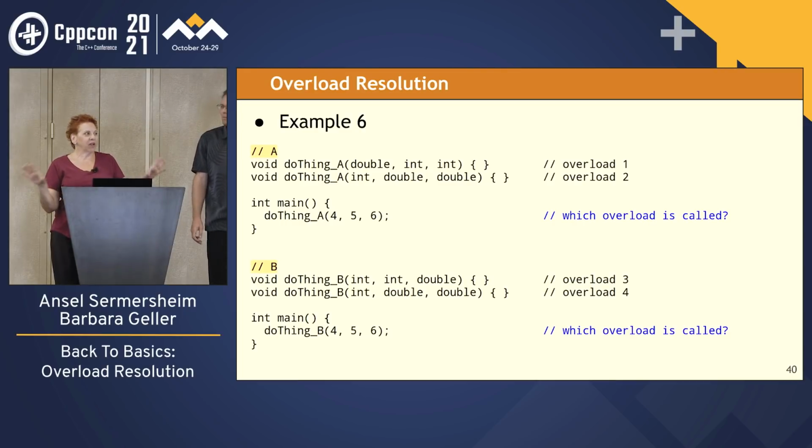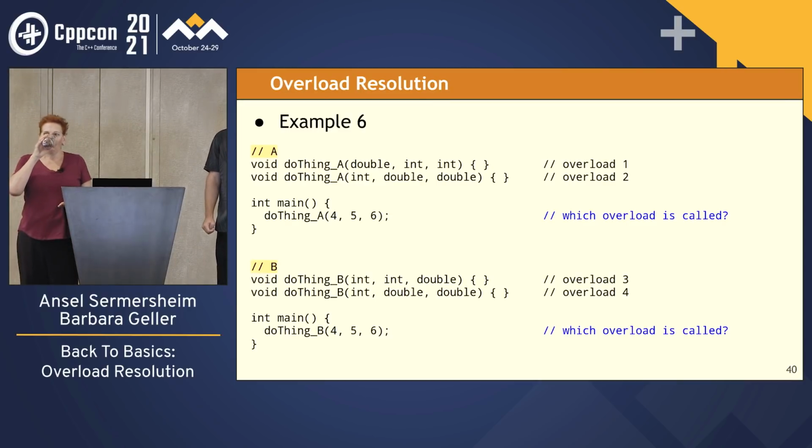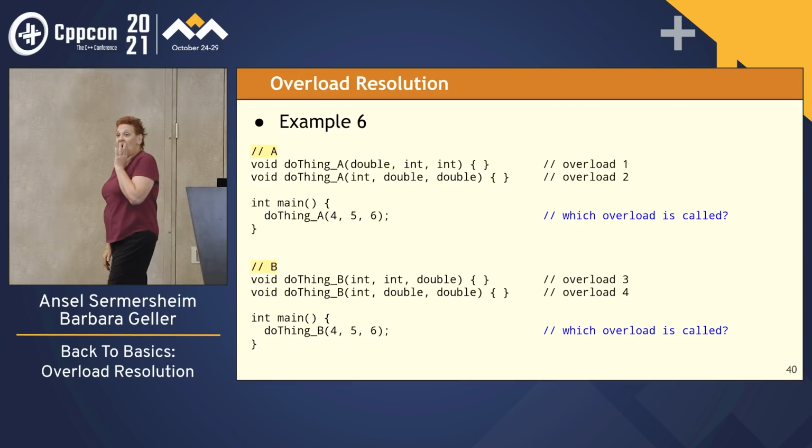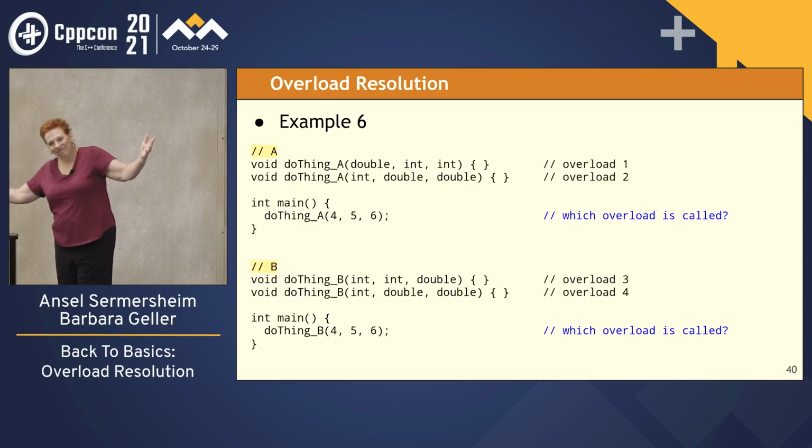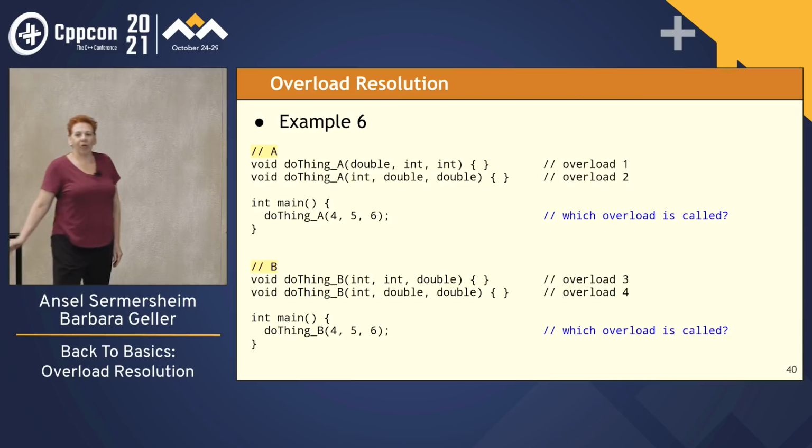Okay. If there's anybody that wants to speak up and say what they think before we tell you the answer, we're happy to entertain that. No volunteers. Oh, somebody in the back, yes. Is it 1 and 3 because there are fewer conversions required? Why would there be fewer conversions on 1? Because they're all integral. It would be nice if it worked that way.